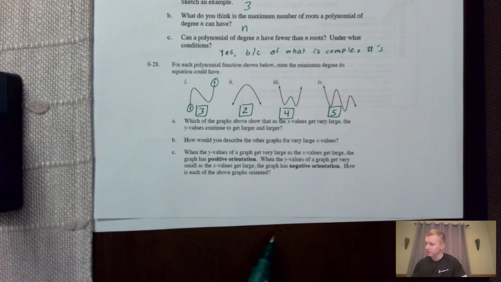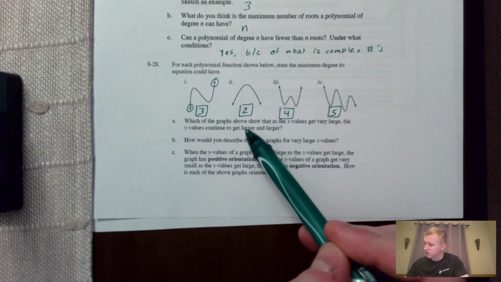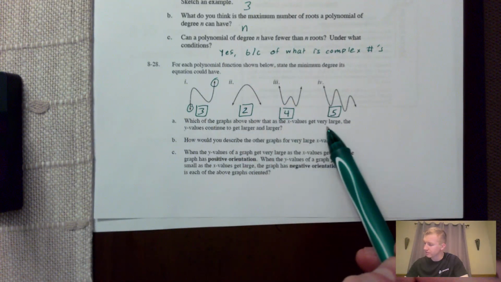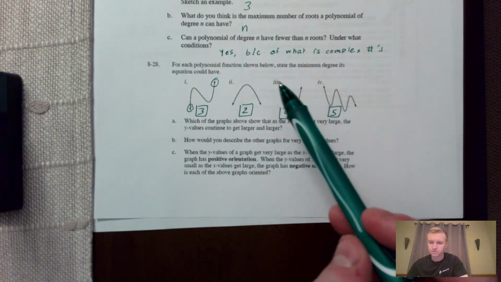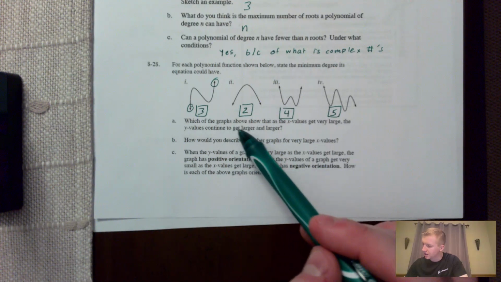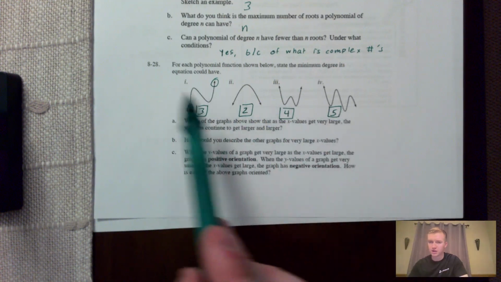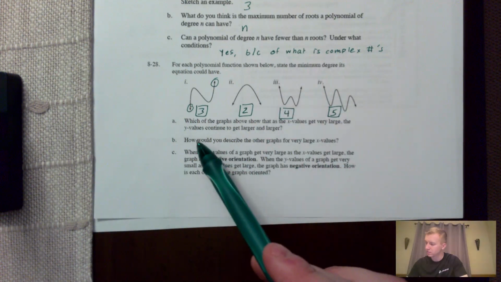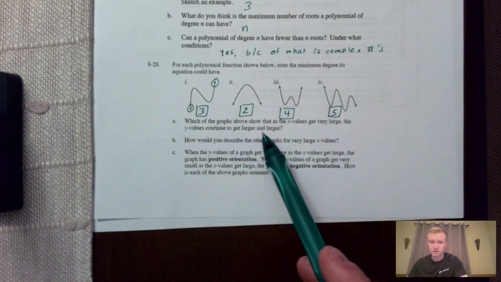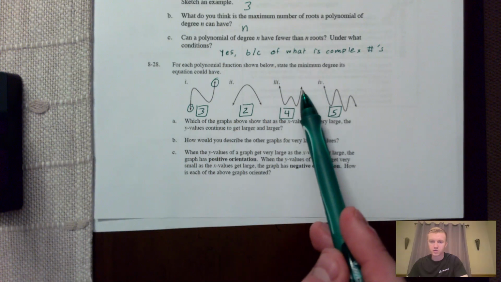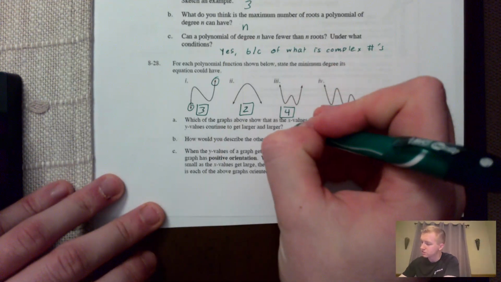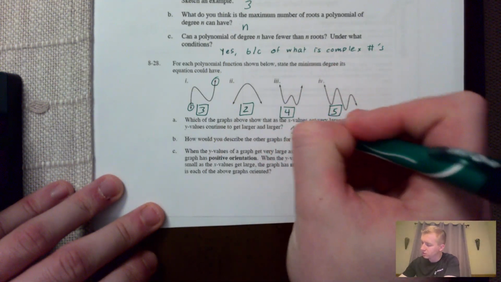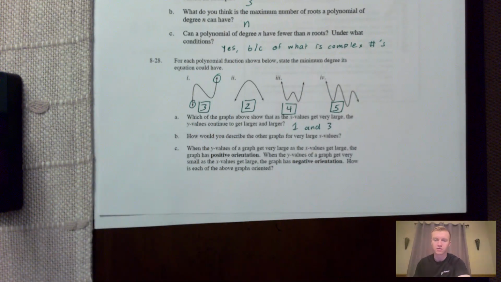And then for 828A, it says which of the graphs above show that the x values get very large and the y values continue to get larger and larger. So we're saying as the x values get very large, meaning as we go to the right, which ones have y values that get larger? Hopefully you can figure out which ones are going to end up. In this case, 1 and 3 are going to be those options, where the y value will get really big very quickly.